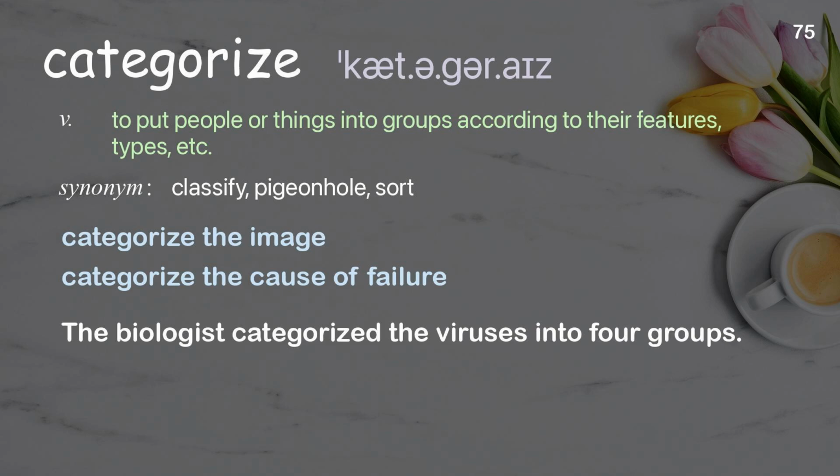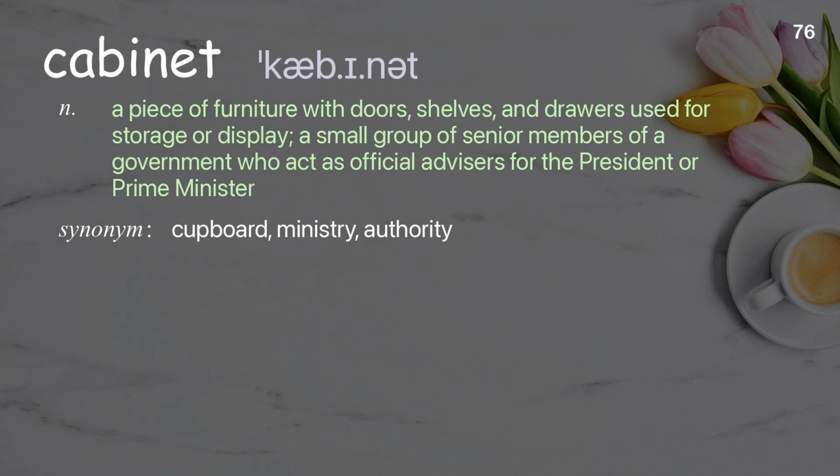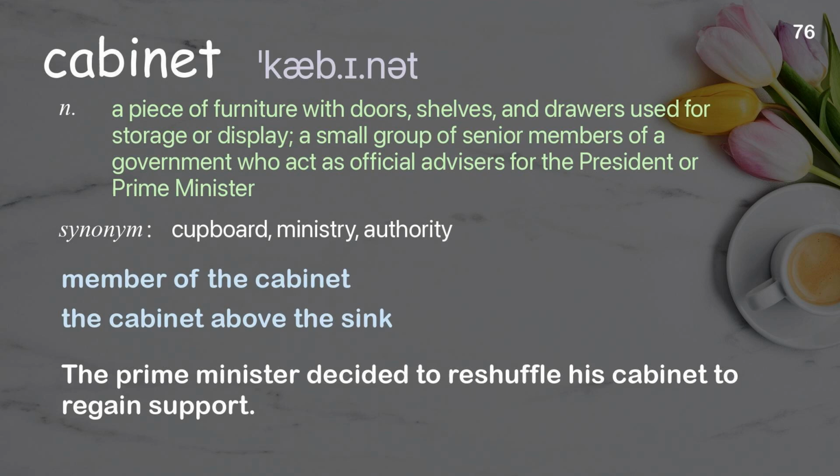Cabinet. A piece of furniture with doors, shelves, and drawers used for storage or display. A small group of senior members of a government who act as official advisors for the president or prime minister. Examples: member of the cabinet, the cabinet above the sink. The prime minister decided to reshuffle his cabinet to regain support.